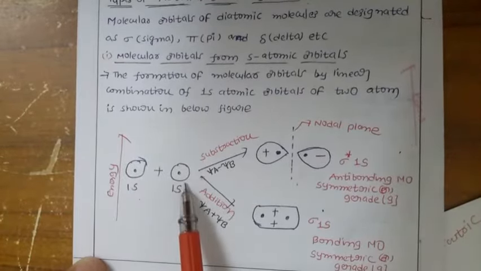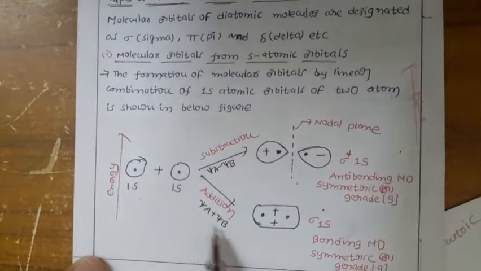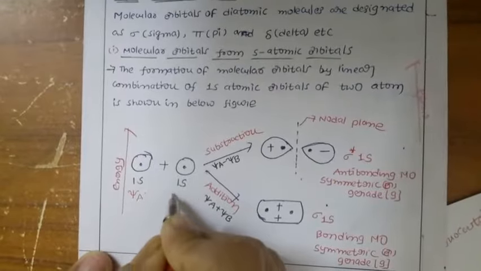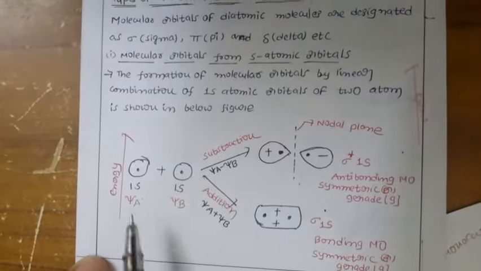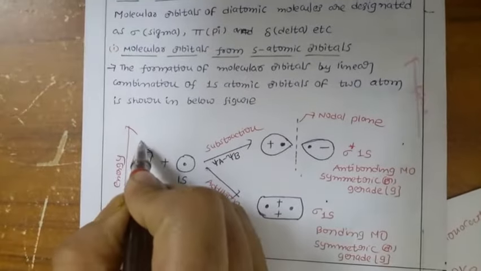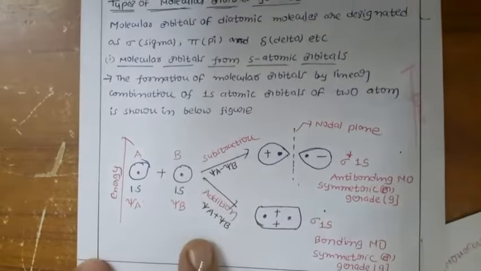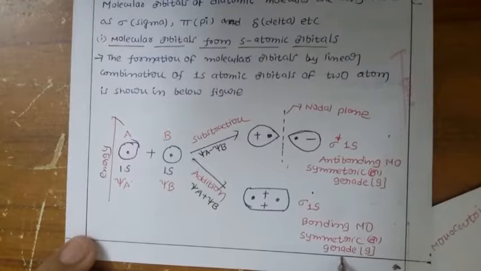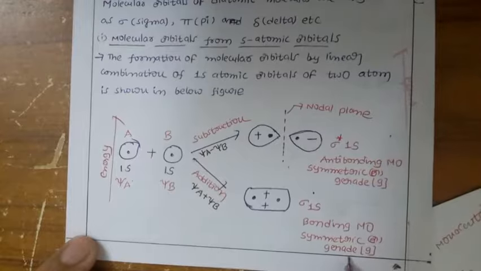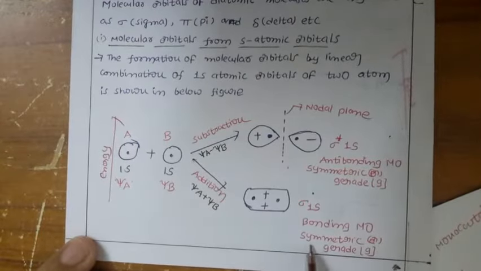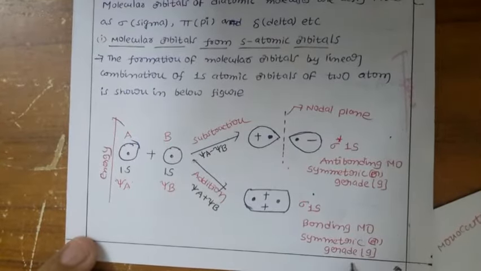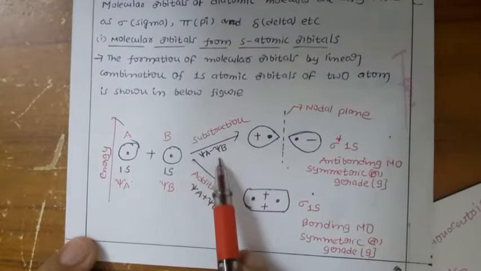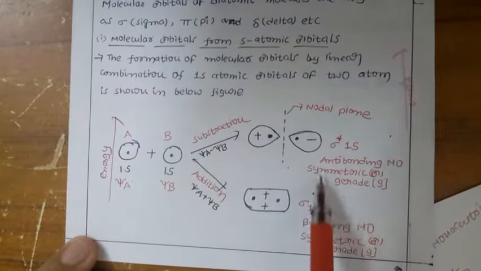Now, with the orbital wave functions, this is psi A, this is psi B. When the orbital wave functions of this atom A and this atom B are added together, you are getting the bonding molecular orbital. It is symmetric or gerade. Symmetric means both halves are equal, you can cut it into equal halves. That is also called gerade, and we have the symbol small g. Now, if you go for the subtraction, you are getting the antibonding molecular orbital.